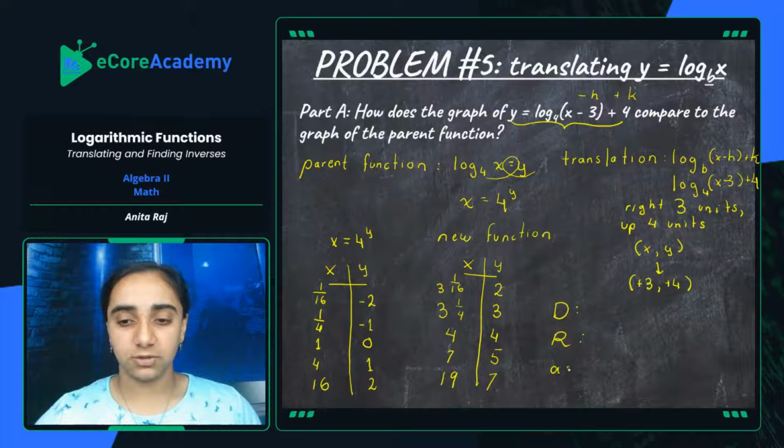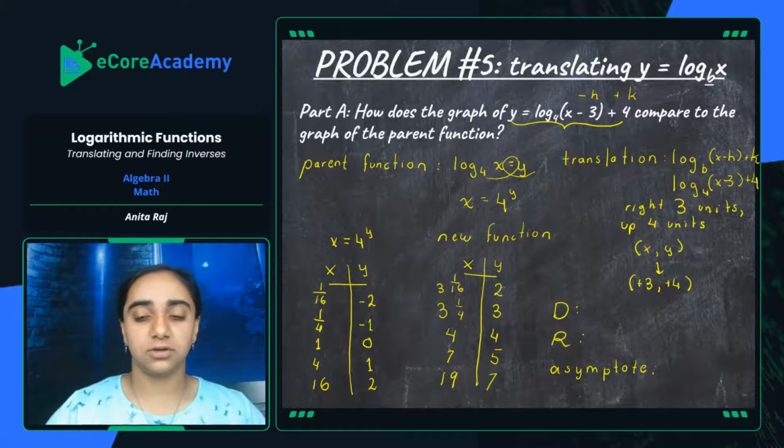There's just one asymptote. Keep in mind, it's going to be a vertical asymptote, because exponential functions, which are the inverse of logs, have horizontal asymptotes, but the inverse, which is a log, has a vertical asymptote. So in this case, let's identify the domain of the new function.